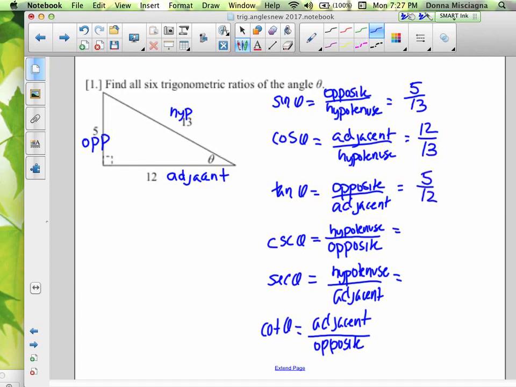And now we get to our reciprocal functions. So cosecant is the reciprocal of sine. It's hypotenuse over opposite. And so we just flip the 5/13ths and it's 13/5.